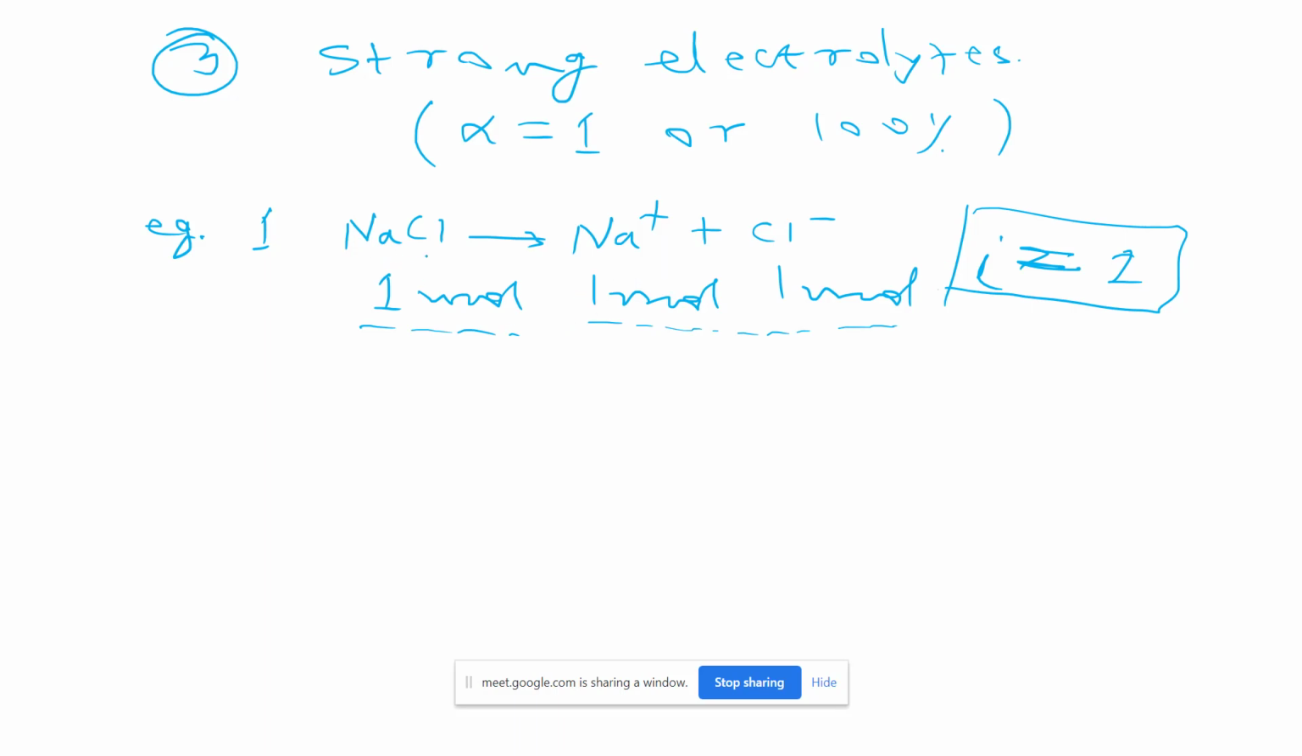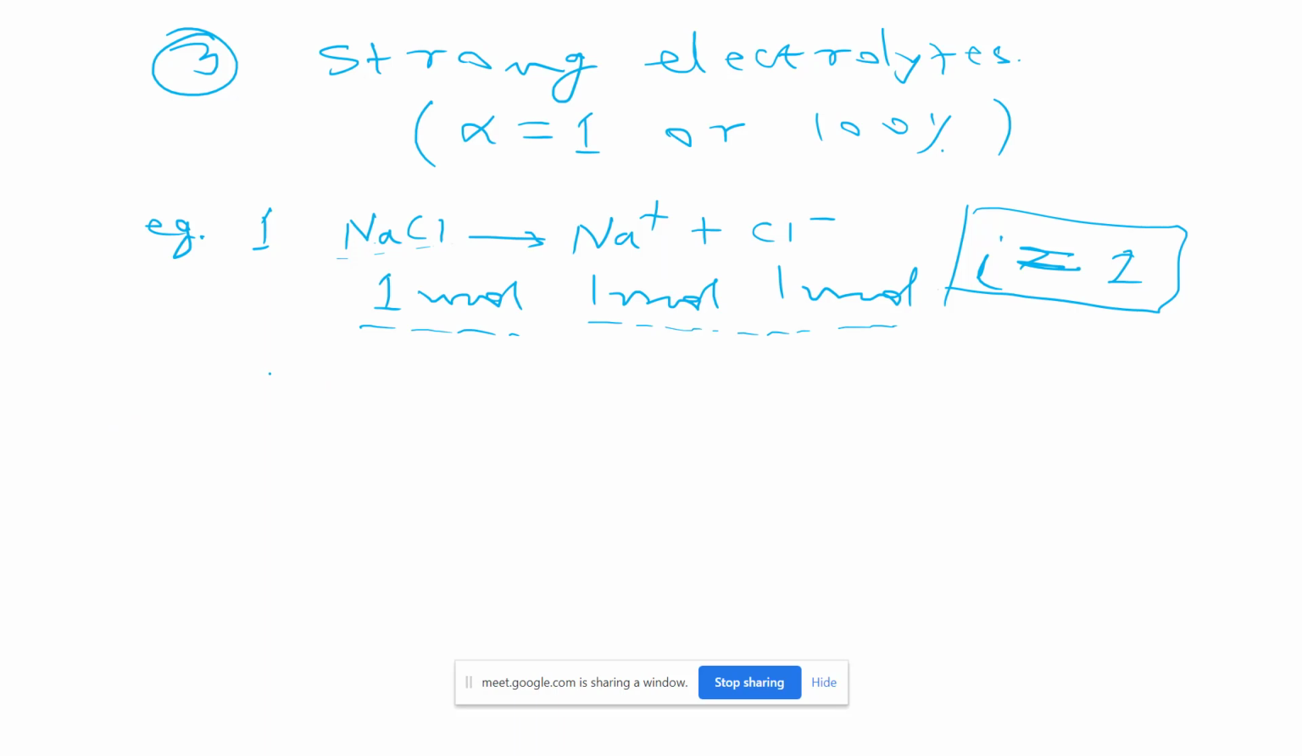So in case of strong electrolytes, first you check which kind of ions are formed and then how many ions are formed. For which kind of ions, you just check the valency, and for how many, see the molecule formula. One molecule has one sodium atom, so one ion is formed, one chlorine, so one chloride ion is formed, and one molecule is converted into 2 ions, so i will be 2 here.